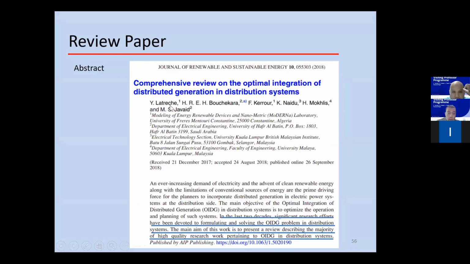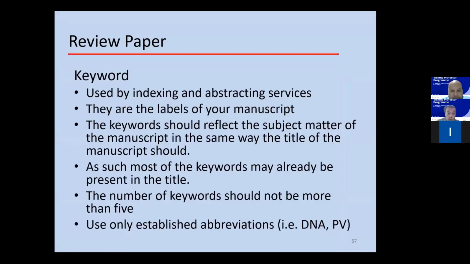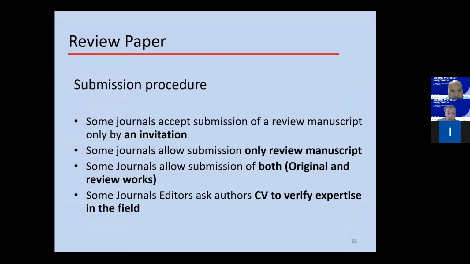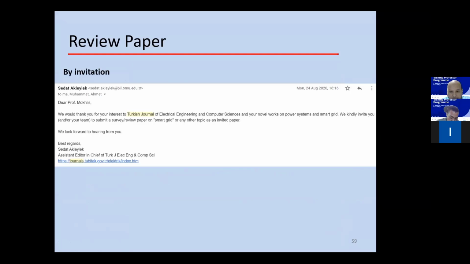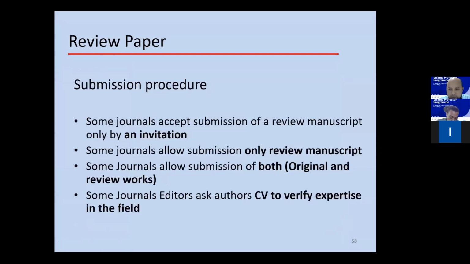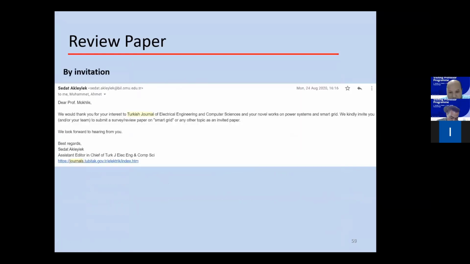This is another in power system area, comprehensive review on the optimal integration of distributed generation in distribution system. So a lot of things actually review paper. We just need to get the ideas and a team to help to write certain part, certain section. So keyword important, submission procedure depends. Some journal, they are based on invitation. Some journal, you can submit review directly.